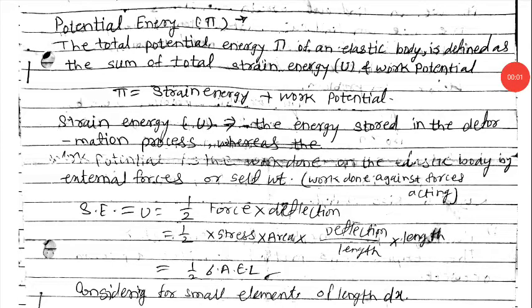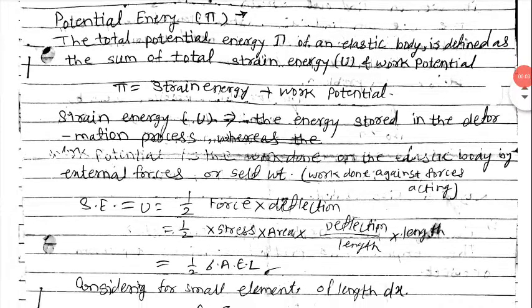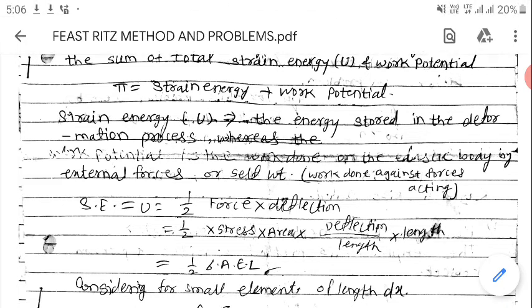Hello friends, today we are going to see the expression for the potential energy in finite element analysis. So we know that the potential energy is the sum of the strain energy and work potential. So we can have this strain energy in the form of these equations.